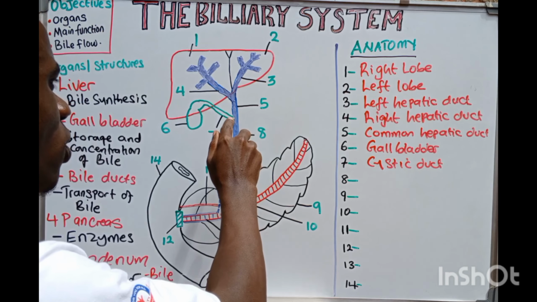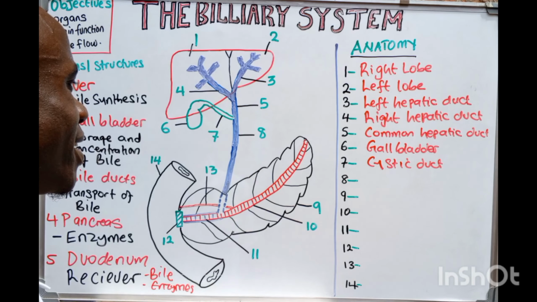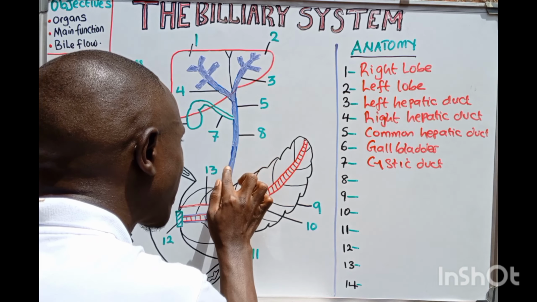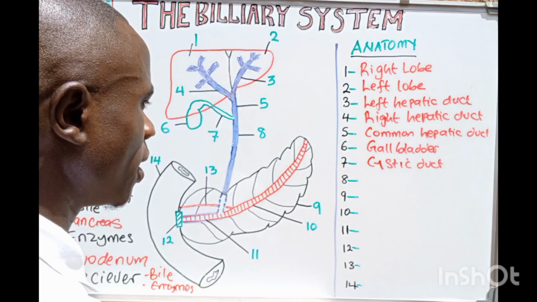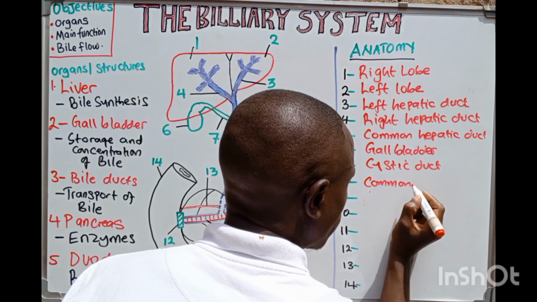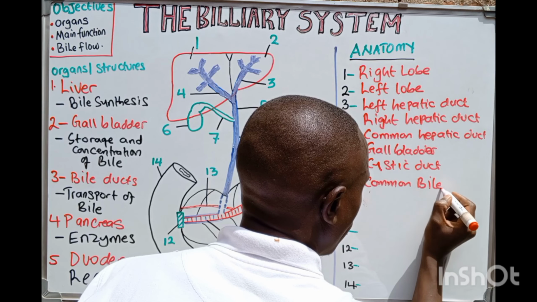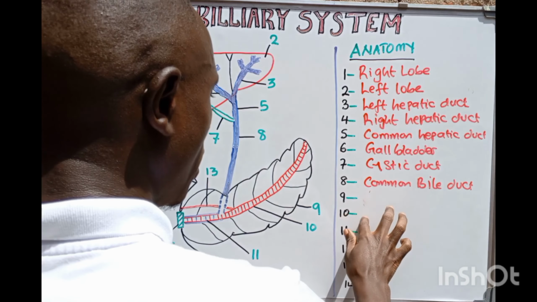Now, how about this number 8 here? This number 8 is going to be a union of the cystic duct and the common hepatic duct. Together, they make this long duct. You know how this duct is called? This duct here, number 8, is what we call the common bile duct. Super very important.